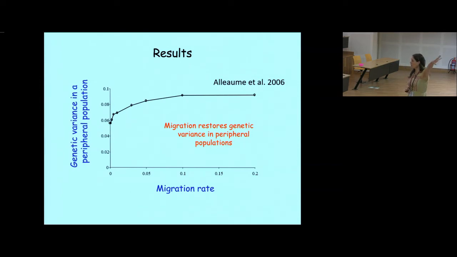But this is not sufficient to explain what we saw. Because if we just use this value of the genetic variance and feed it into the deterministic model of Patrick and Garcia Ramos, we still don't explain why you've got such an increase in the fitness at the periphery when you go from zero migration to a little bit of migration.